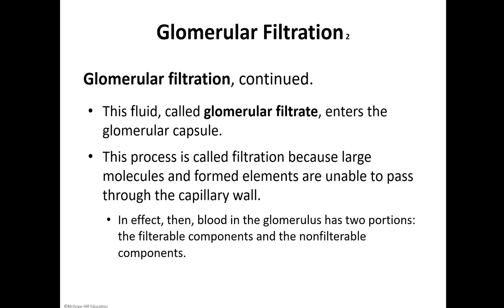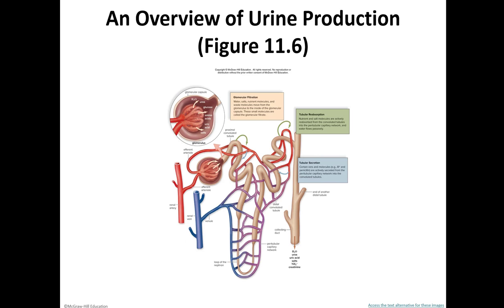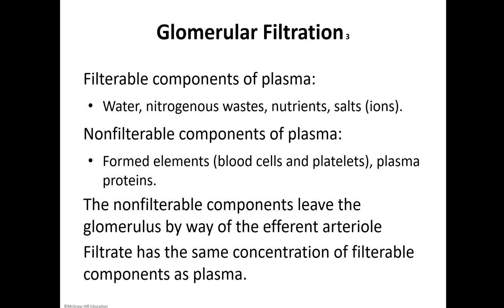So there are 2 portions: the filterable components and the non-filterable components. Here's a picture that shows you this glomerular filtration process. Water, urea, glucose, amino acids, uric acid, salts, they're able to pass through. Filterable components of the plasma include water, nitrogenous wastes, nutrients, and salts. Non-filterable components in plasma include the formed elements of blood cells and the plasma proteins.